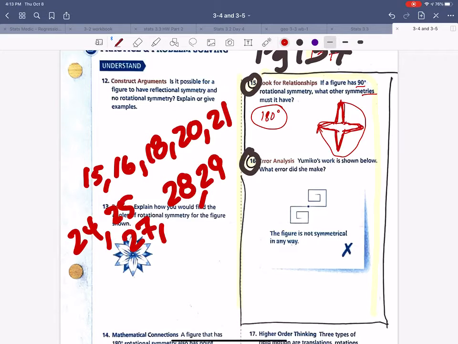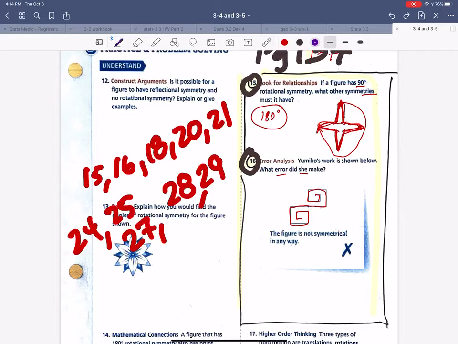So Yumiko's work is shown below. What error did she make? Okay, so we're looking for a mistake. It says the figure is not symmetrical in any way. So this is a fancy way of making an S, isn't it? So when we think about this, if I fold it here, this line here, see how this is a straight line, but this is a gap? So that's not going to work.